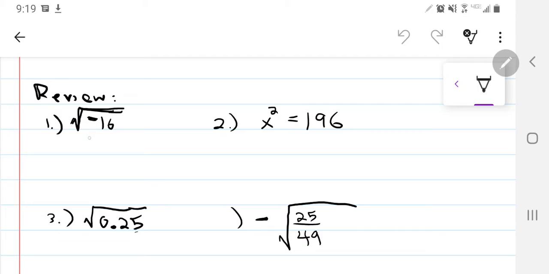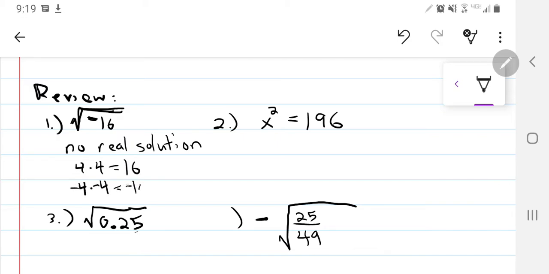Square root of negative 16. Well, can you think of anything that would multiply by itself to get you negative 16? I can't. If you remember correctly, we will write no real solution. All right, and that's because 4 times 4 gives you positive 16, and negative 4 times negative 4 gives you negative 16. No, it doesn't.